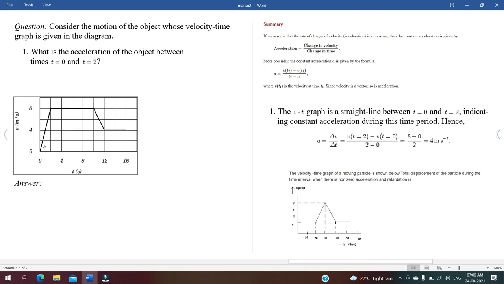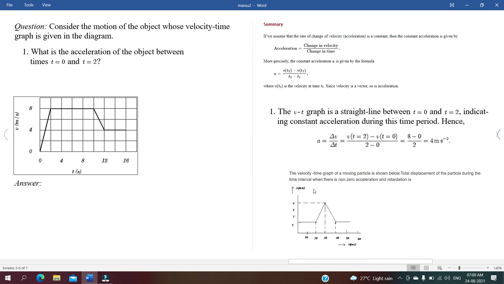Now we know that velocity at t is equal to 0 is 0. So velocity at t is equal to t1, where t1 is 0. t2 is 2. So we will replace velocity at t is equal to 0 by 0, divided by t2 is 2 seconds, t1 is 0. So 2 minus 0. So acceleration comes out to be 4 meter per second square.